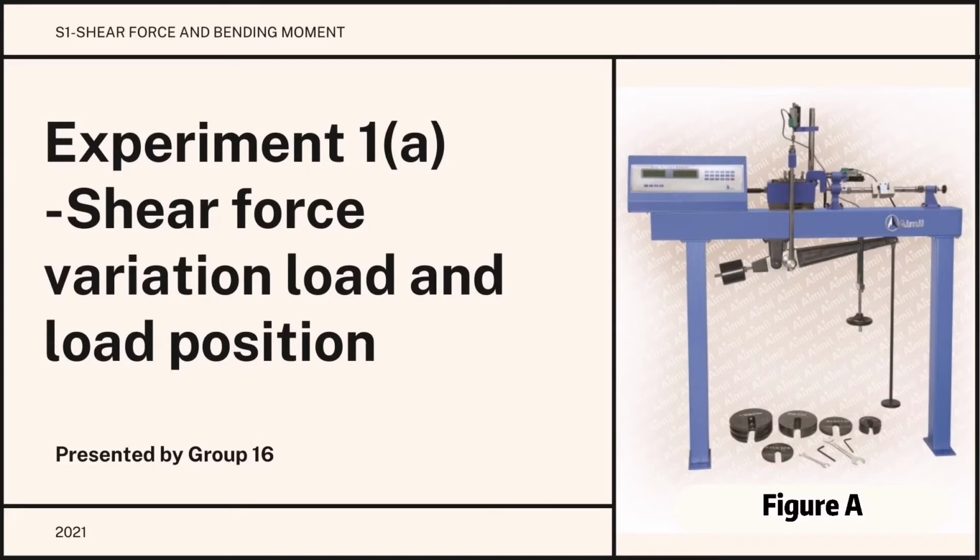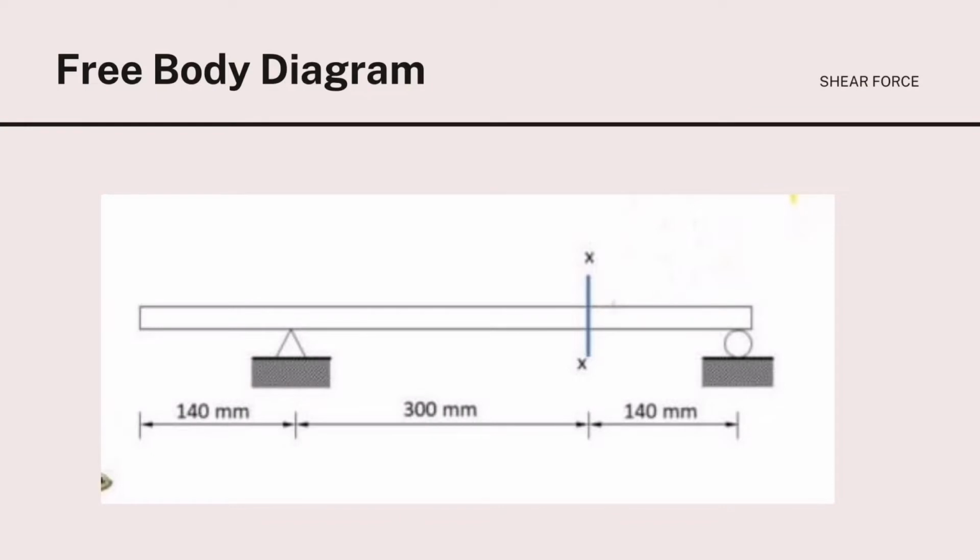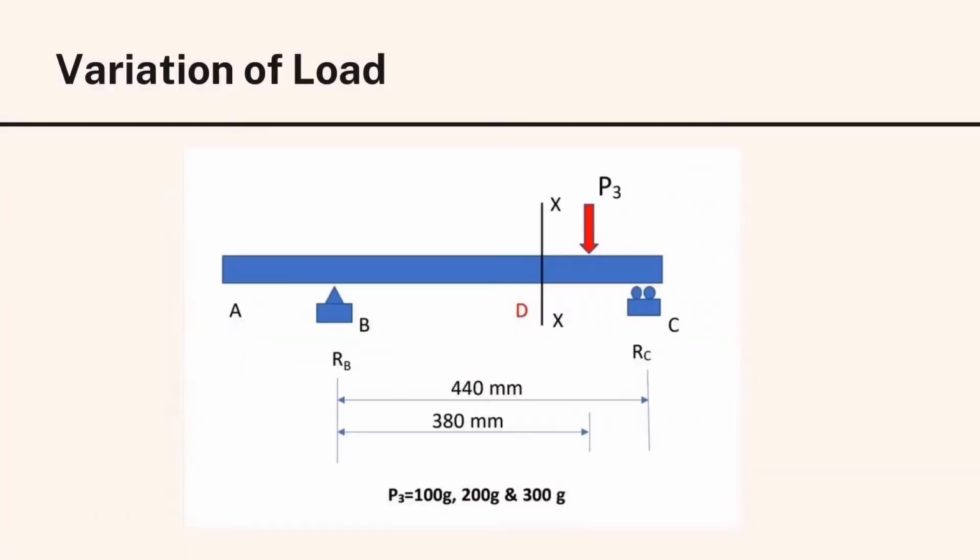Experiment 1A. Shear force variation at cut section due to variation of loads and load position. Figure A shows the apparatus we use in this experiment. This is the free body diagram of the structure frame for shear force. For variation of load, P3 was placed between D, section XX, and C as shown in the diagram. The value of shear force at point D, section XX, will be measured and recorded.